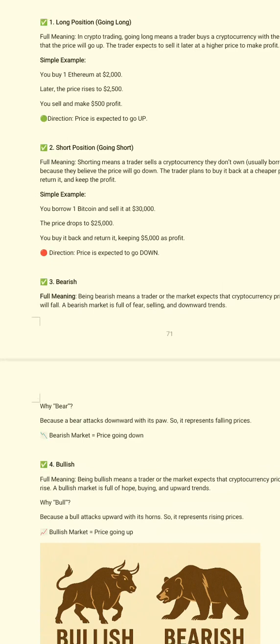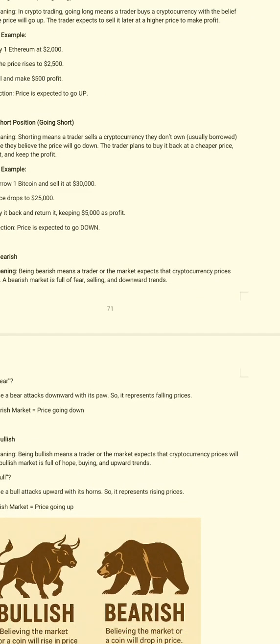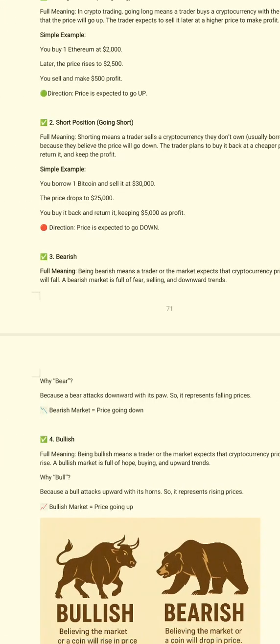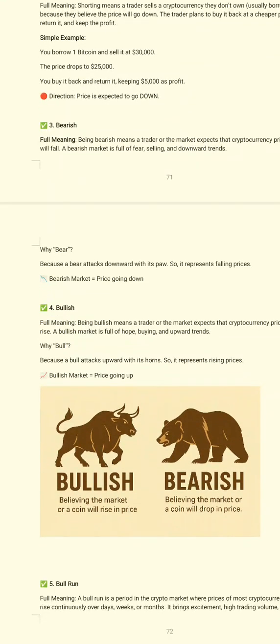Bearish means a trader or the market is expecting the cryptocurrency price to do what? To fall. That is the meaning of bearish. So why do they call it bear? Because a bear attacks downward with his paw. So it represents a feeling that the price of the market is coming down. We call it a bearish market. Price going down. That is the meaning of bearish.